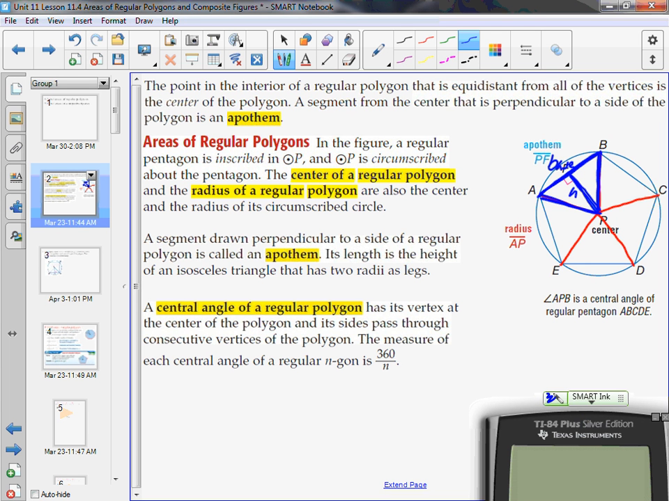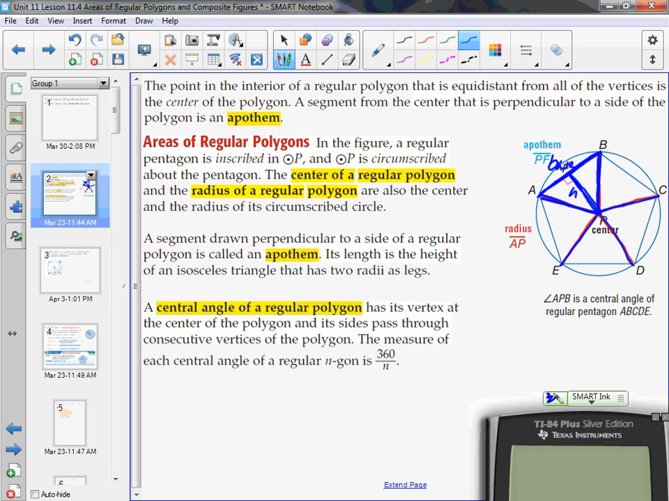A central angle of a regular polygon has its vertex at the center, and we got that. Its sides pass through consecutive vertices of the polygon, we got that. And then the measure of each central angle, well, let's think about it. All the way around would be 360. If we could make 5 central angles, the measure of each of those central angles would be 360 divided by 5. If it was a hexagon and we could make 6 central angles, the measure of each one would be 360 divided by 6, and so forth. Okay? You with me so far?